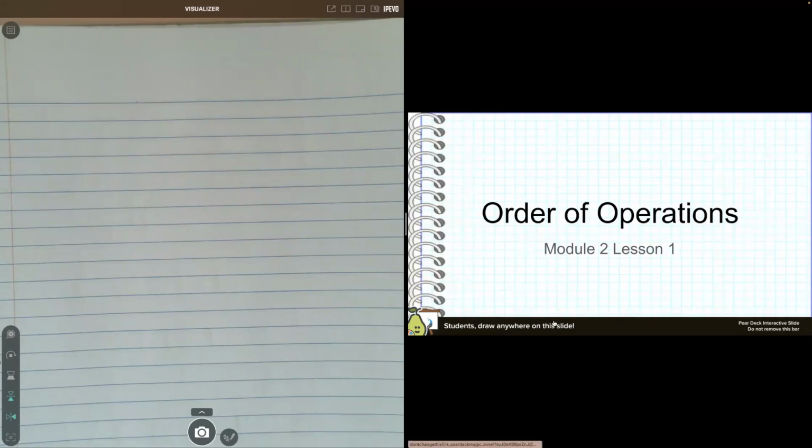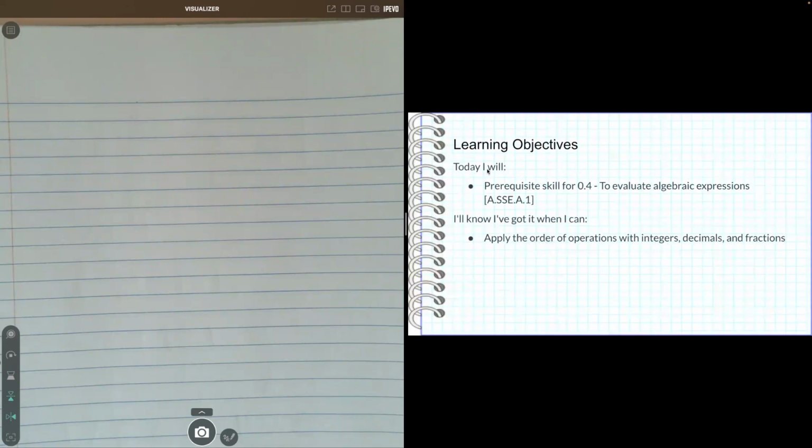So Module 2, Lesson 1 is Order of Operations. This is a prerequisite skill, meaning that we should have it to move forward in Algebra 1. So we're going to practice it for this module as Lesson 1. So we should be able to evaluate algebraic expressions by using order of operations.